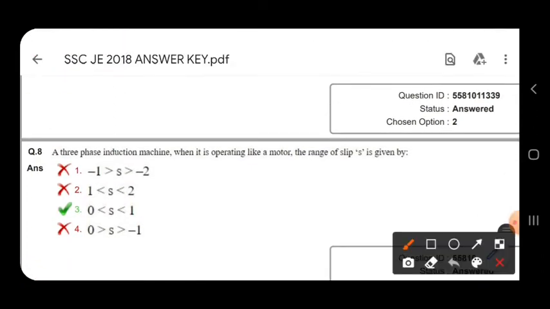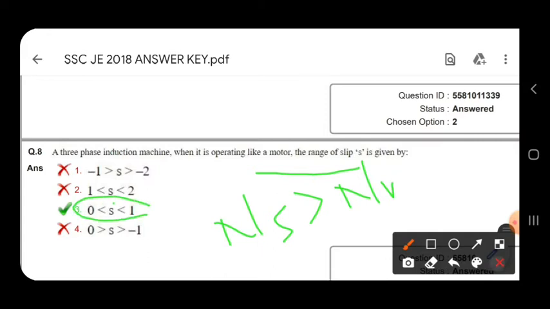A 3-phase induction machine operating like a motor, the range of slip. When the machine is operating like a motor, its rotor speed is less than Ns, so Ns is always greater than Nr, due to the relative speed. So you will find the slip is always less than 1 and greater than 0.